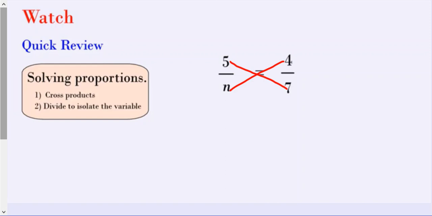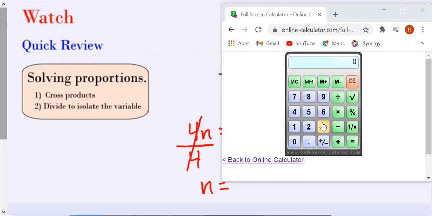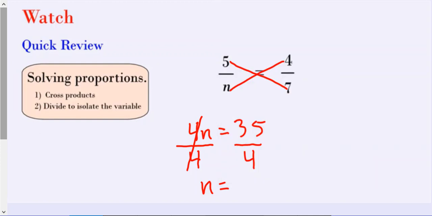across the proportion. So we get n times 4, which would be 4n, equals 5 times 7 is 35. Alright, now we have a one-step equation, and our variable, we're trying to get it by itself, is being multiplied by 4. So we're going to divide to undo that multiplication. This will cancel out. We'll be left with n equals 35 divided by 4 equals 8.75. So n is equal to 8.75.